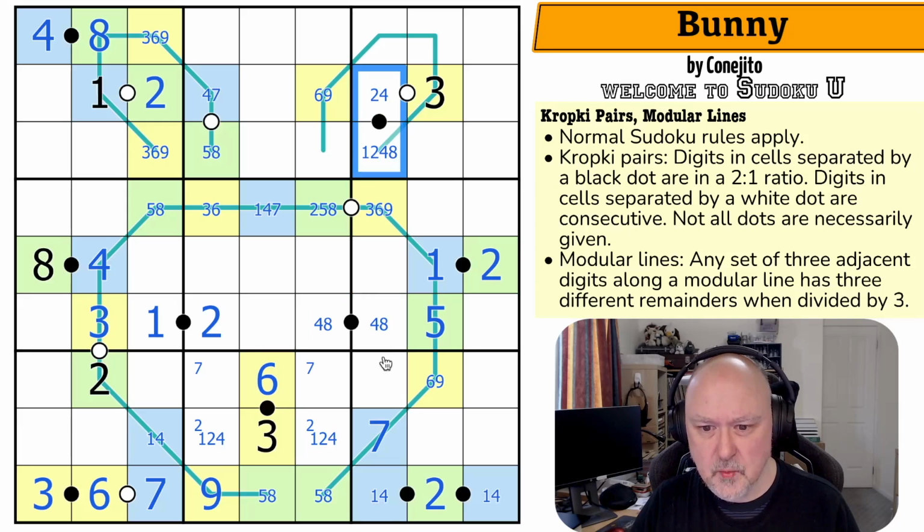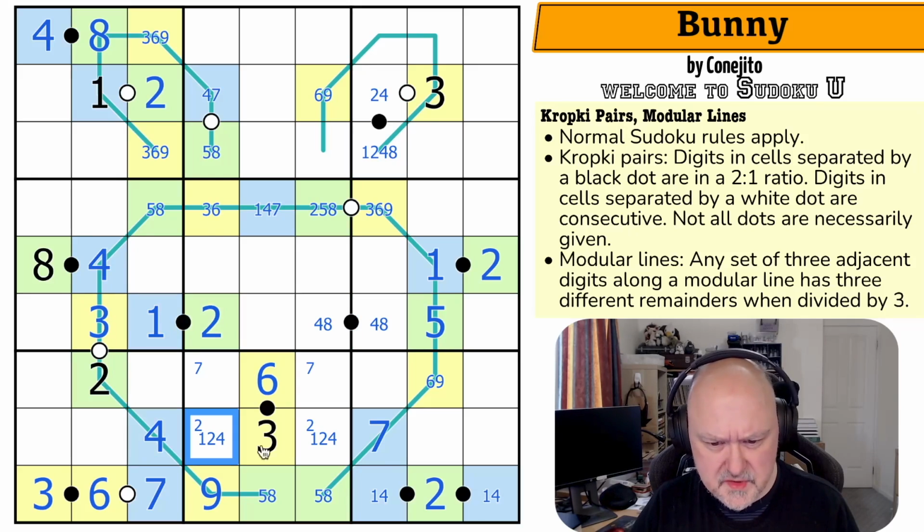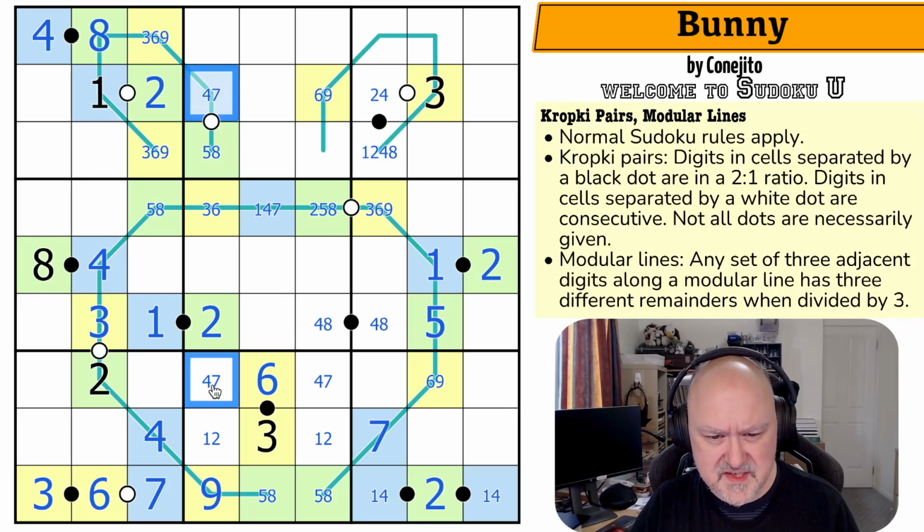So this is a 1, 2, 4, 8, which I'm not seeing forced yet. 1 is blue, 2 is green. That means this is a 4, so there's no 4 in here. This is 1, 2, so this is 4, 7. So that's a 4, 7 in the column. 1, 4, 7, of course, but 4 and 7 are both blue digits.